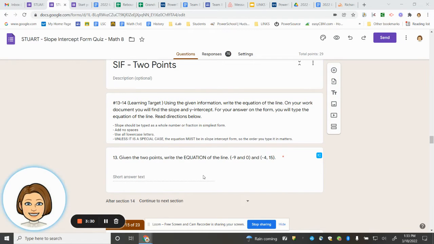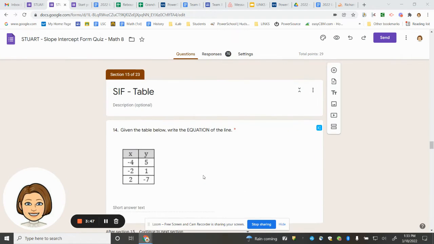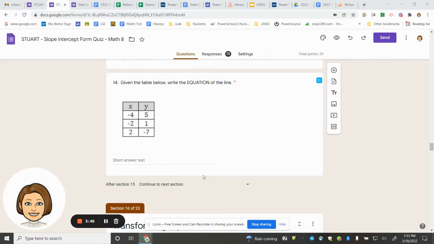Numbers 13 and 14, you're given 2 points. Write the equation from these 2 points. Number 13, using the points negative 9, 0, and negative 4, 15, find the slope and the y-intercept and then create the equation. Number 14, write the equation using the table below. So again, find the slope, then the y-intercept, and then put that into the equation.